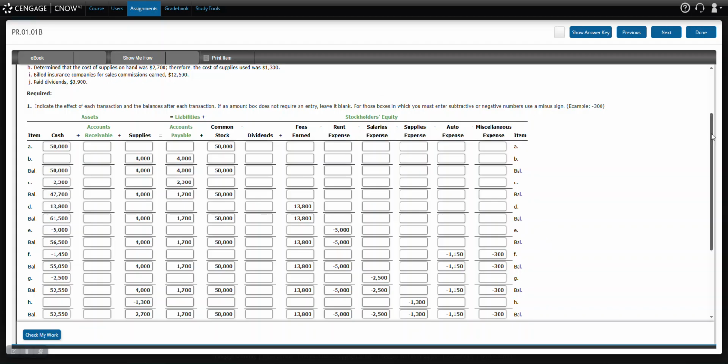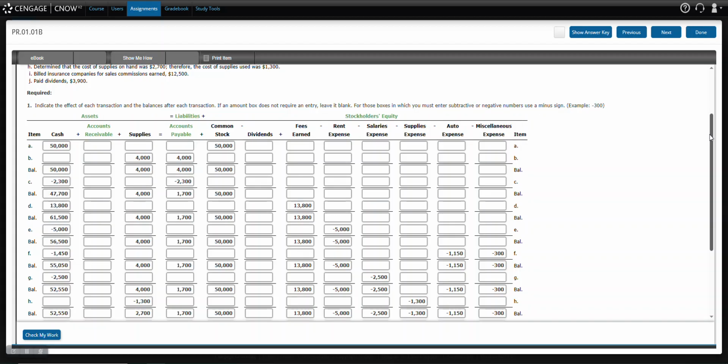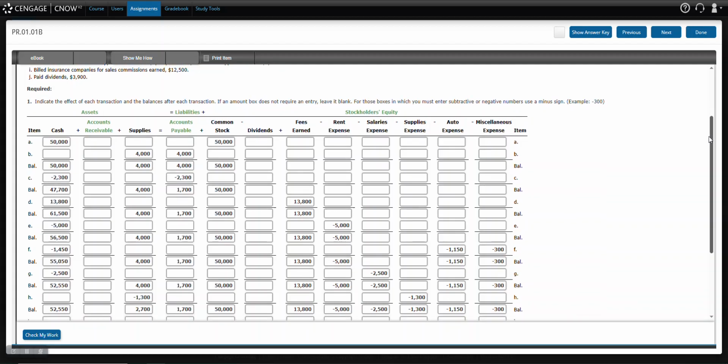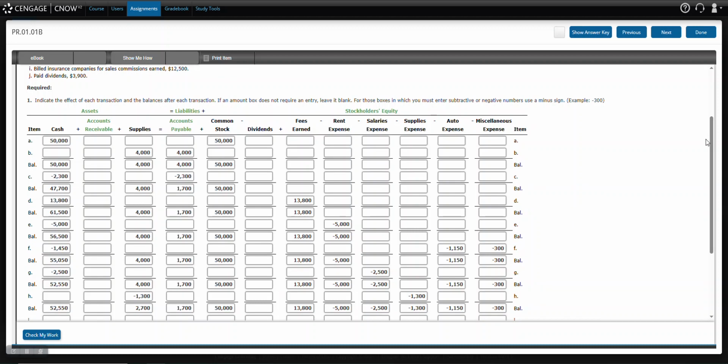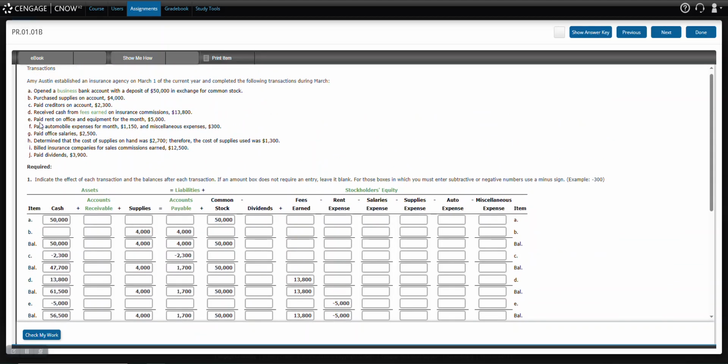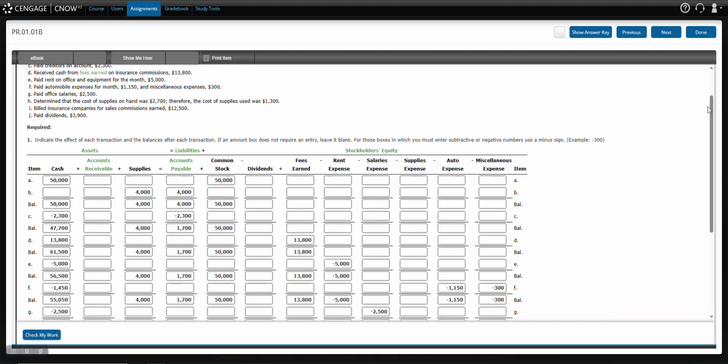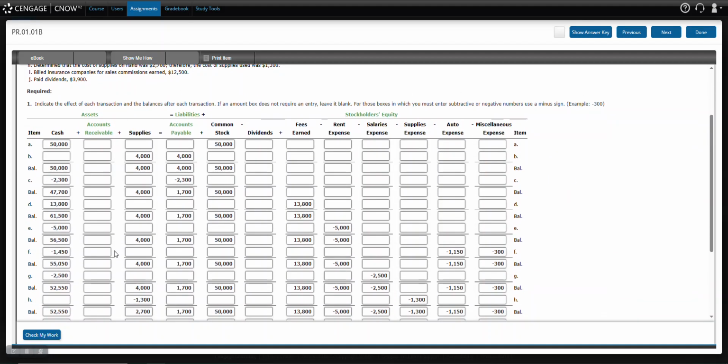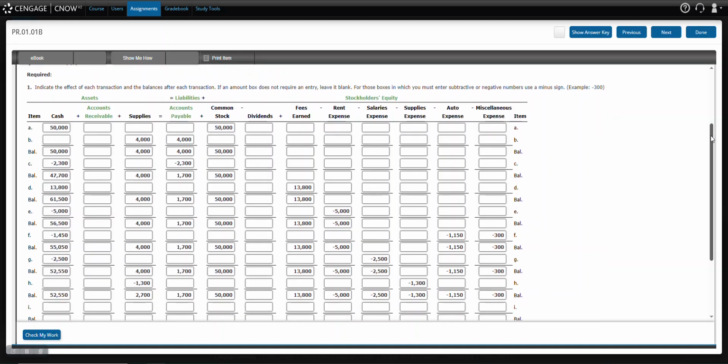Next one, it says we billed insurance companies for sales commissions earned of $12,500. So we billed. So billed, it means I didn't get the money today, which is different than what we had here, right? We received cash for those fees earned. We're not getting those today. So we're billing our customers. So that means I need to wait to receive that money sometime in the future. So we're going to increase our accounts receivable by that $12,500.